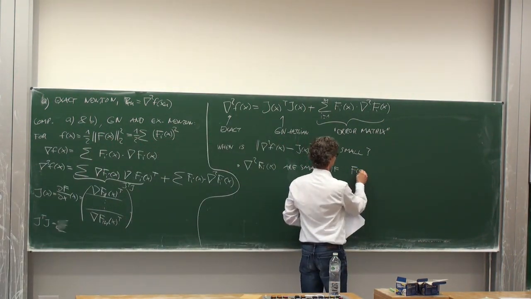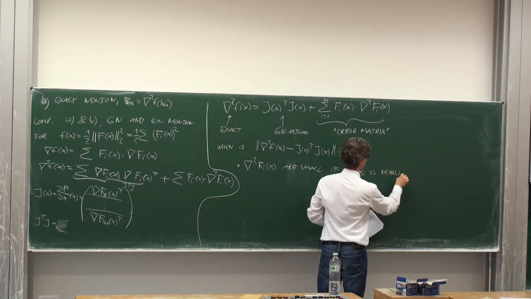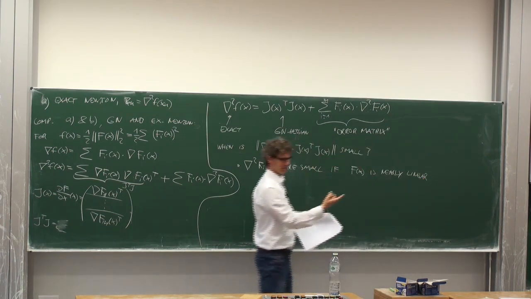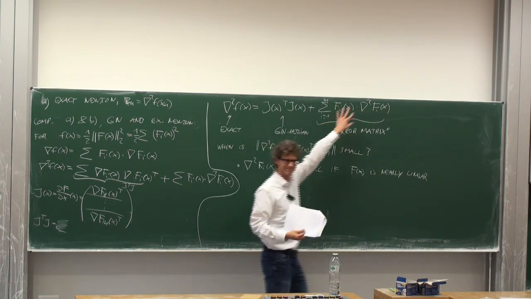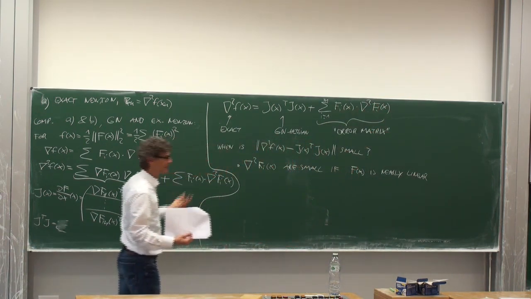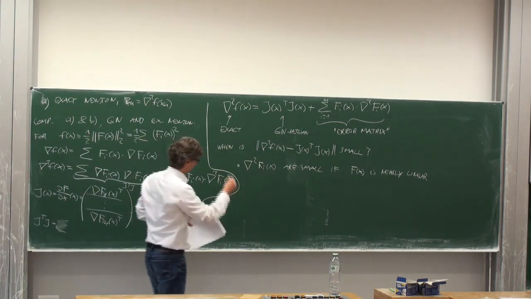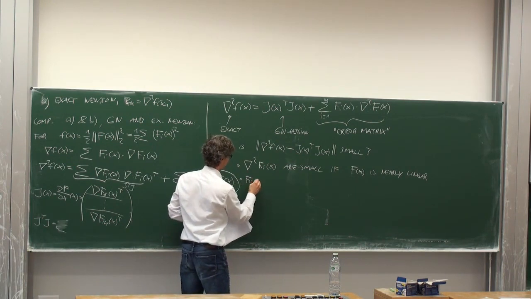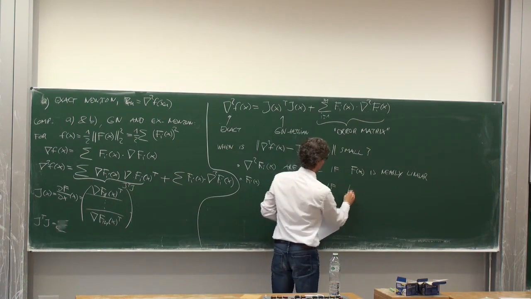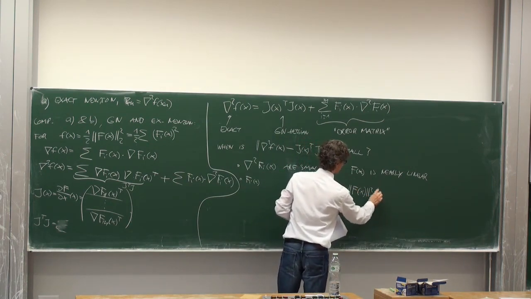If f of x is nearly linear, because if it would be linear, then there is no second derivative, right? A linear function does not have a second derivative, and so if they are nearly linear, then you have small second derivatives, basically. The other thing is the second derivatives are small if actually the whole thing f of x is small.